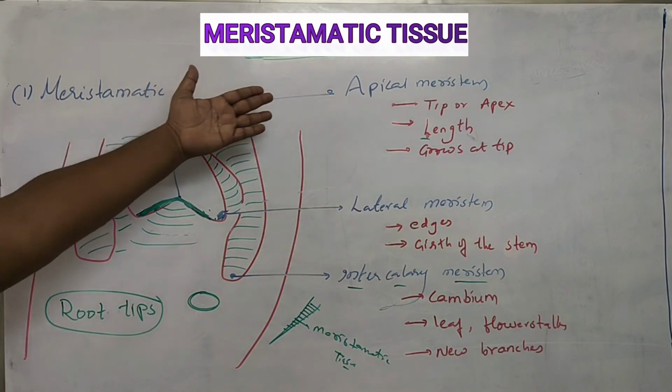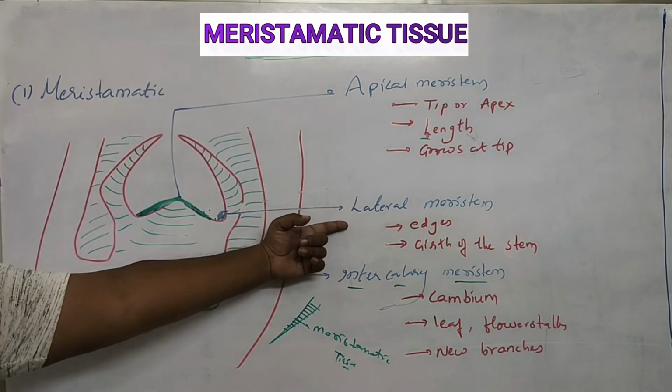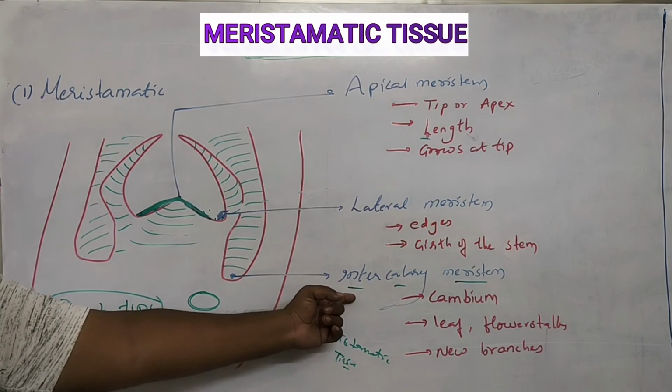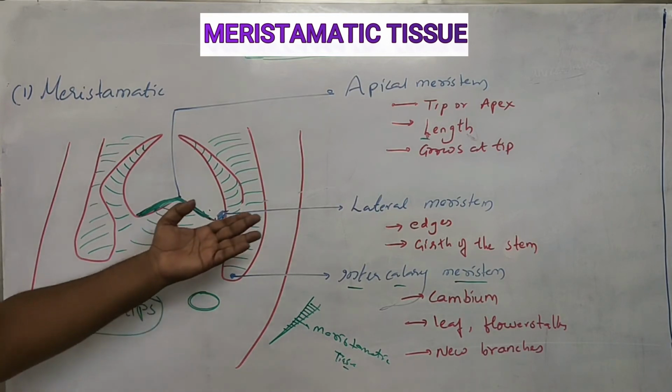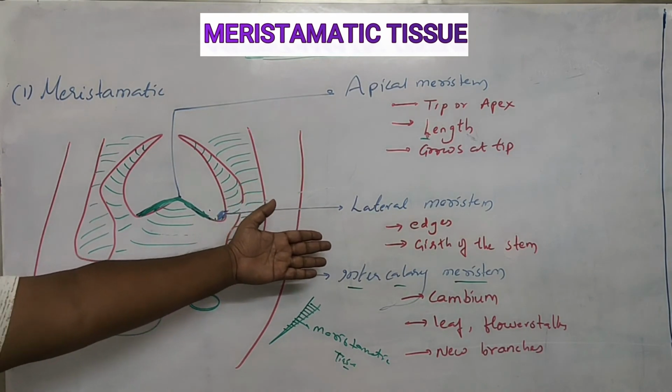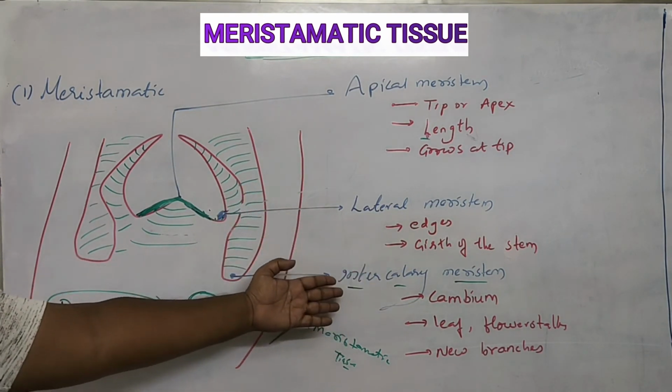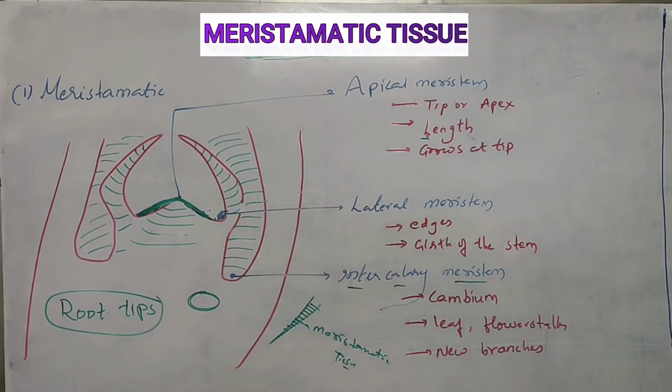If you take the stem of the meristem, what are the three different parts you can see here? One is apical meristem, second one is lateral meristem, and third one is intercalary meristem. Out of that, apical meristem has a function of growing the length of the plant, and second one is lateral meristem. They help in the girth of the stem, and third one is intercalary meristem. They allow the plant to get the new leaves, flower stalks, and also new branches.